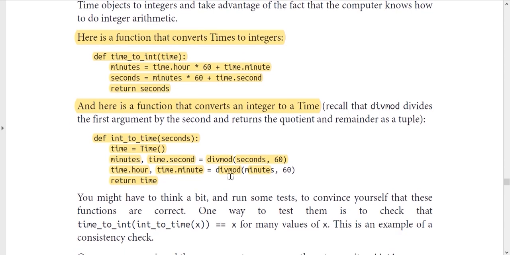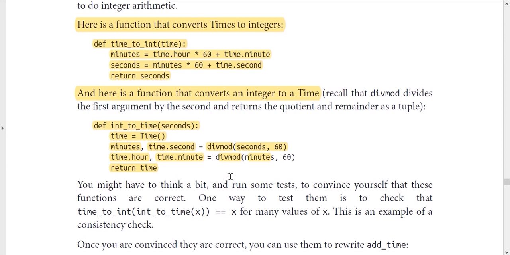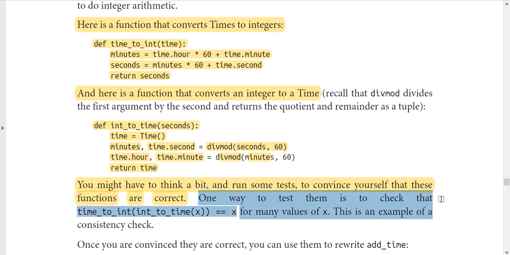So here you might have to think a bit, and you also have to run some tests to convince yourself that these functions are correct. One way to test them is to check that the time to int function is correct by taking many values of x and calculating the result. If you think that the output is okay, then you can go on and use this function. So this is an example of consistency check.